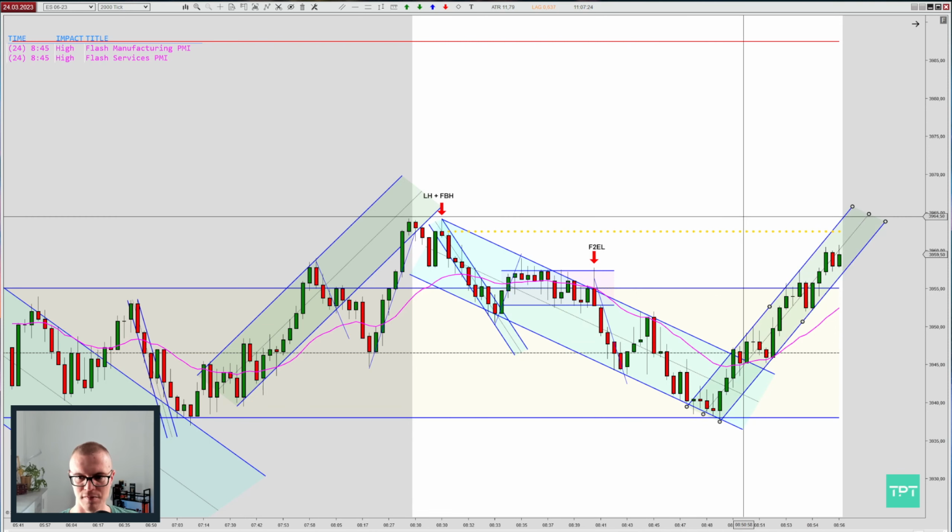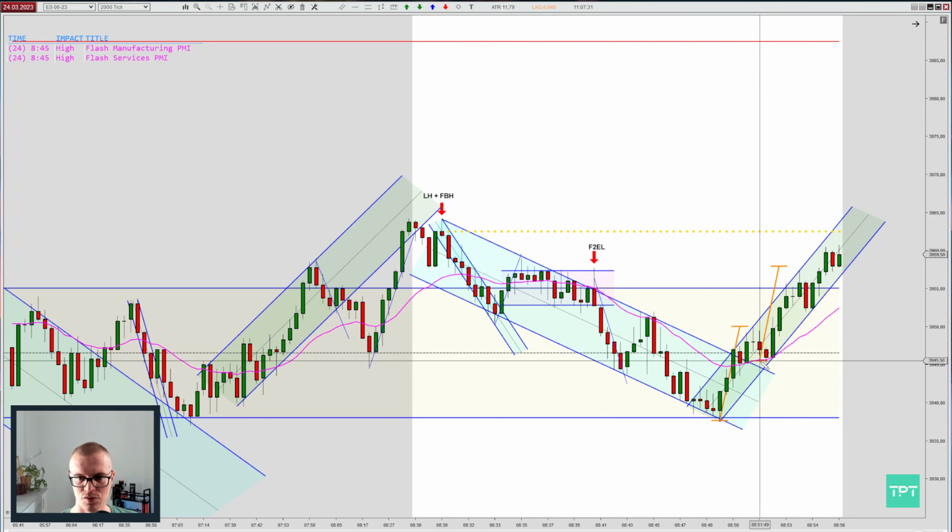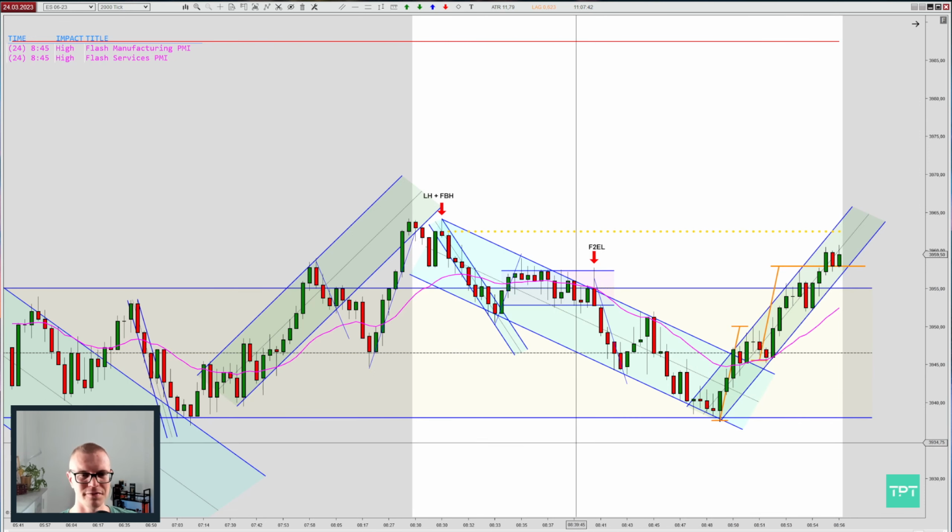Like this fits pretty nice, and consider always markets move in two, so a potential target was here, but we're pushing higher than that. So yeah, right now the bias is not very clear.